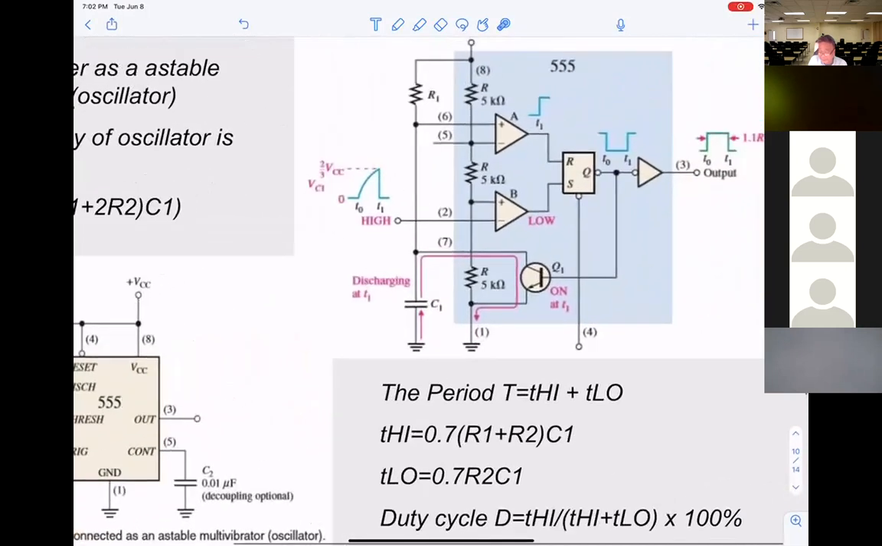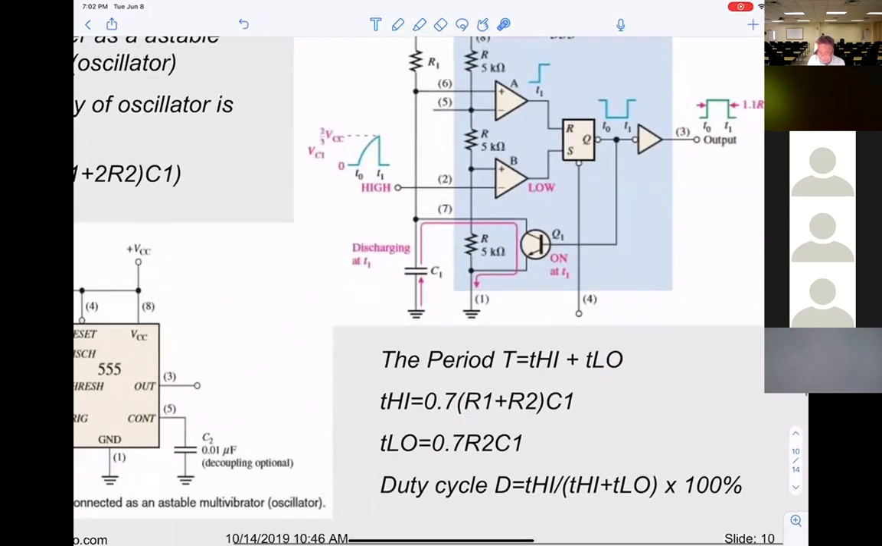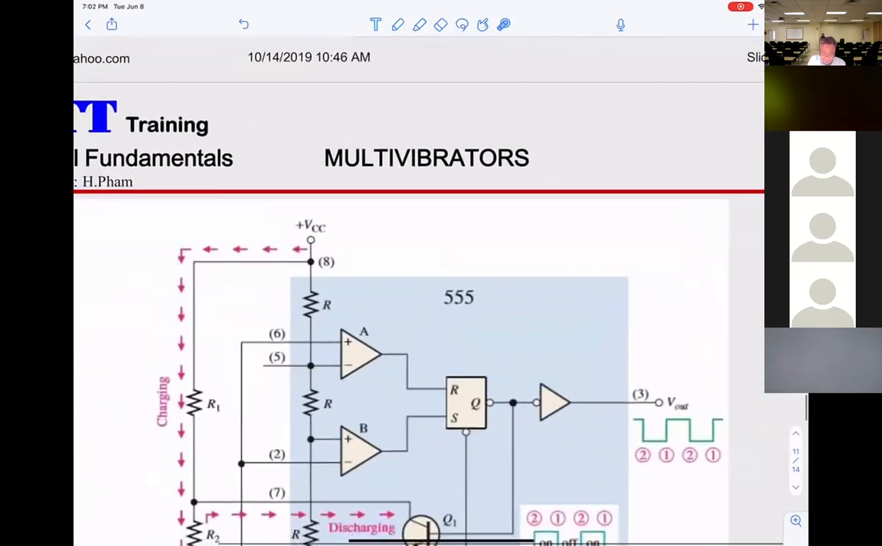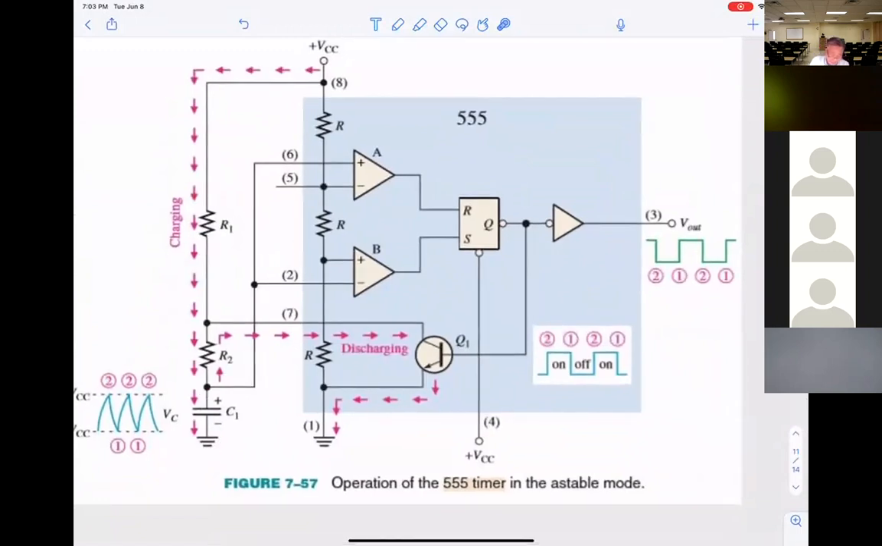So this is the output they want right here. Basically, just one pulse coming out. That's why they call it one shot. And the period will be T high; T equals T high plus T low. T high equals, T low equals, and a duty cycle. Those are the formulas given to you. Okay, so there's a lot of detail on this thing here.